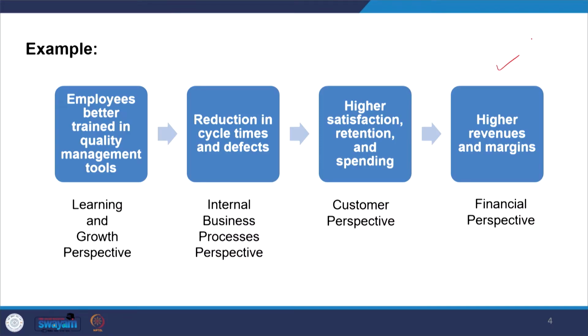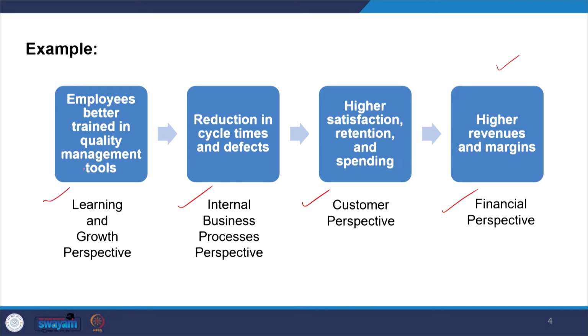As said earlier, the balanced scorecard has 4 important points. The final objective is always revenue growth, higher revenues and margin. So, the financial perspective is always the most important perspective for any organization. But how do you achieve it? There are 4 important parameters.